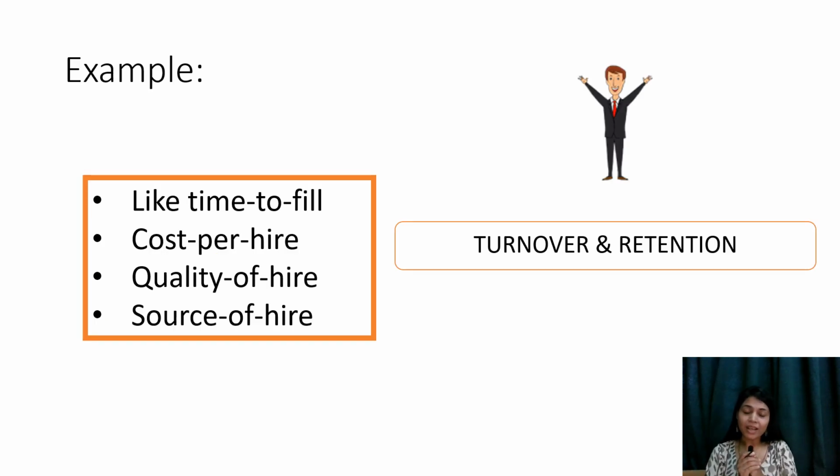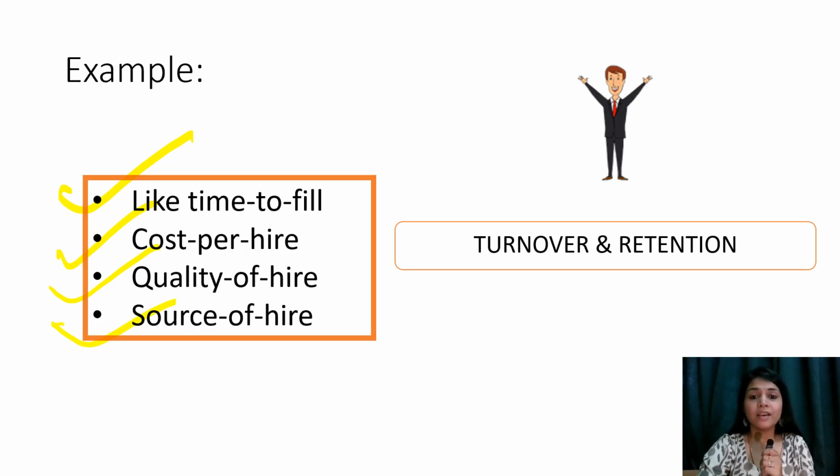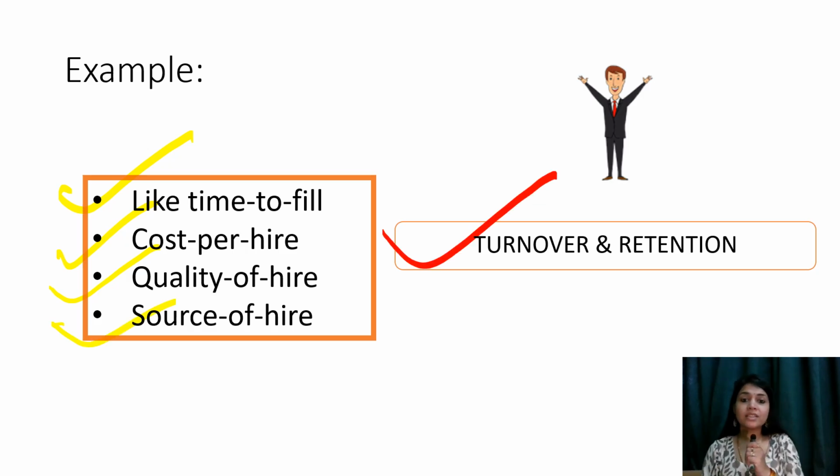For example, a recent 2025 paper examines the correlation between metrics like time to fill, cost per hire, quality of hire, and source of hire with turnover and retention. The findings reveal that high quality hires, especially through referrals or internal postings, for example promotions, lead to lower turnover and also better retention outcomes.